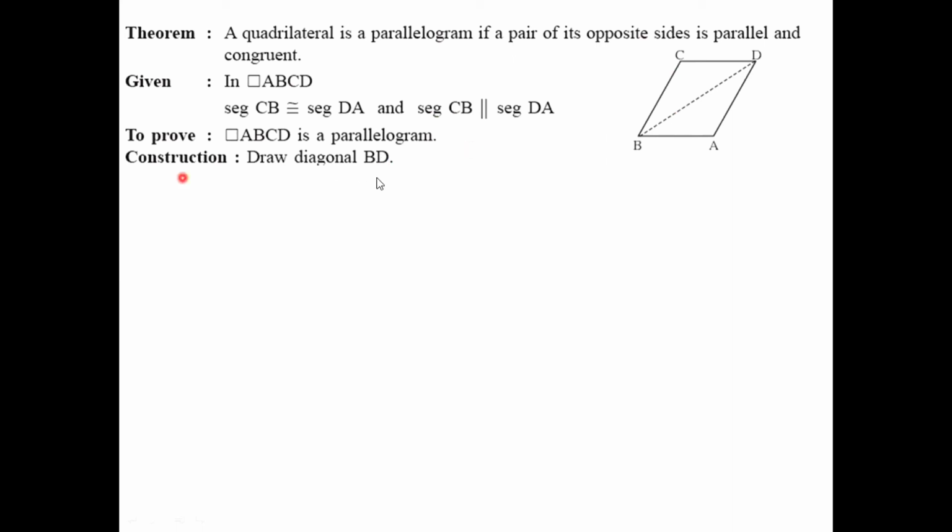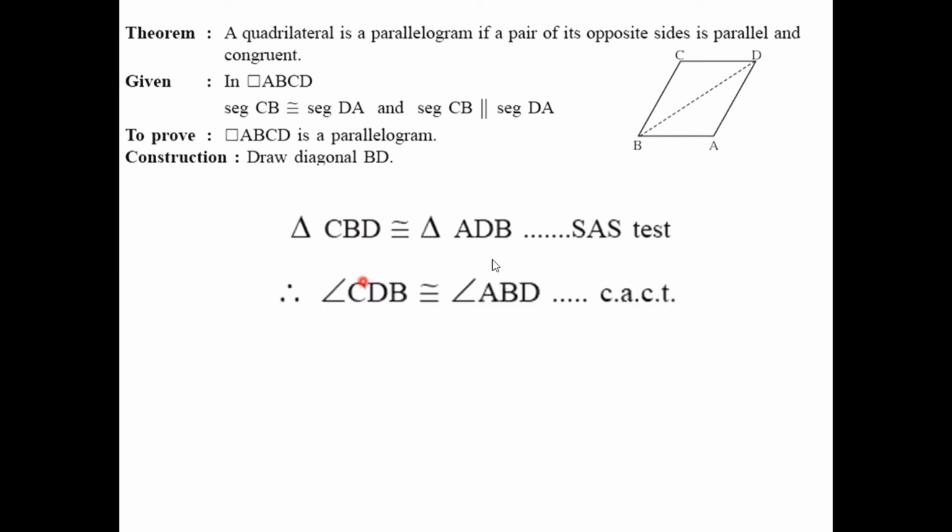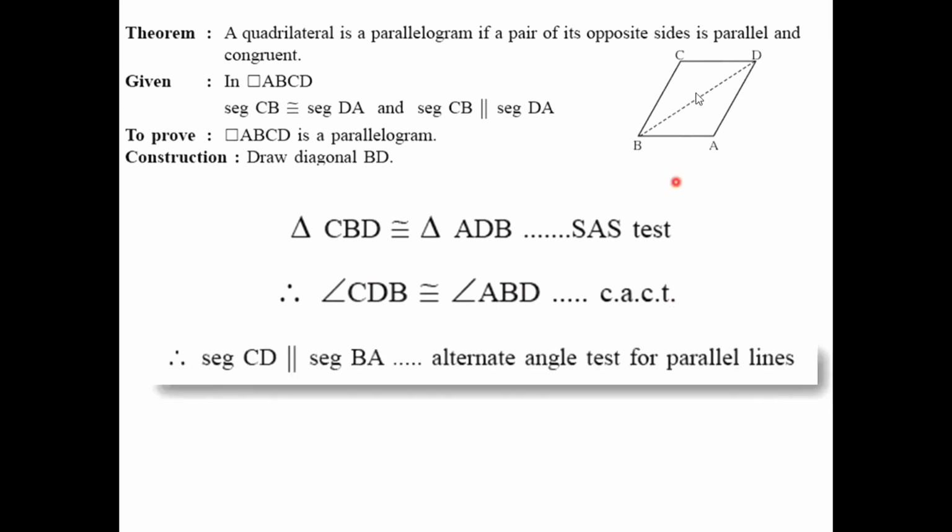So for this, we have to construct diagonal BD. By constructing diagonal BD, we have two triangles, triangle CBD and triangle ADB, which we can show are congruent by the SAS test. As these two triangles are congruent, their corresponding angles must be congruent. So angle CDB is congruent to angle ABD by corresponding angles of congruent triangles. If we consider these two angles as alternate angles, then by the alternate angles test, we can show that side CD is parallel to side AB.